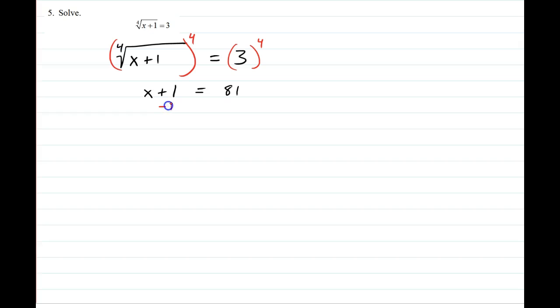Now I can solve it. And so I get x equals 80. Like I showed you before on the other problem, you can store that and then plug it in here. And if the left side is equal to the right side, then your answer is correct.